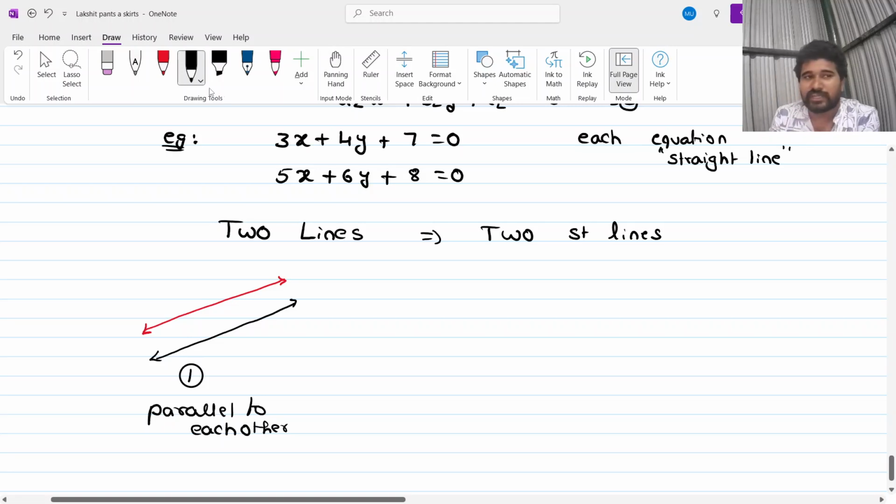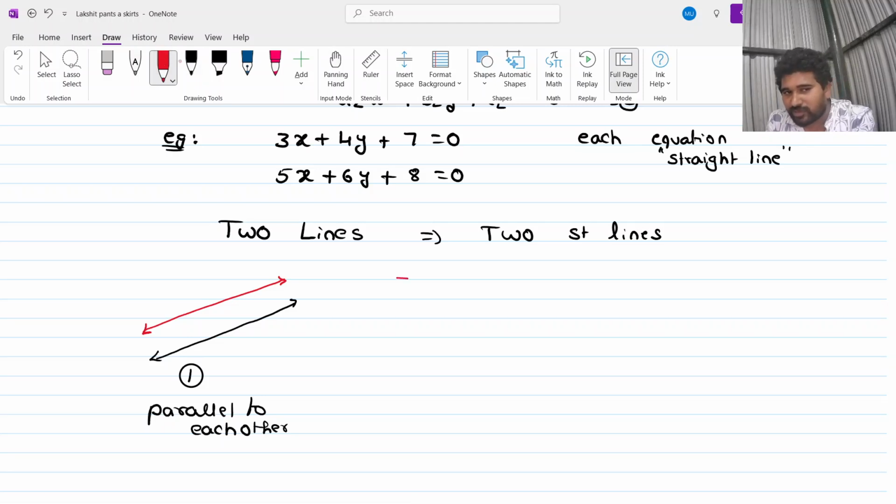Correct? Second, let me draw the line one more time. This is the first line. Can I write it as line 1 and this as line 2? This is line 1, I drew it like this. Line 2, how can I draw? I can draw something like this, right? I can draw the second line in this manner. Yes, sir, you can draw. When you draw, what is happening between these two lines? They are intersecting each other. Can I tell these two lines are intersecting lines?